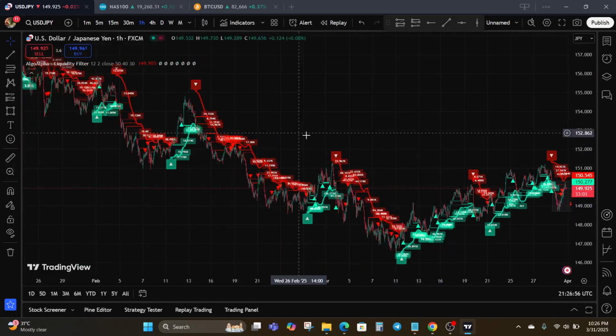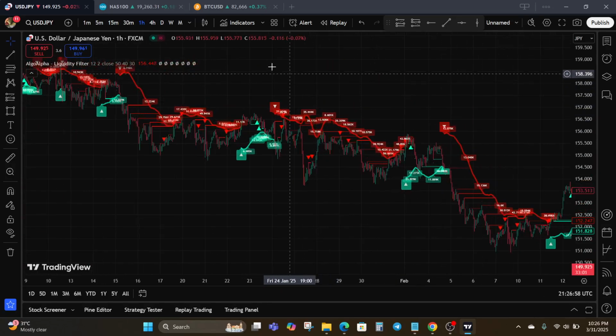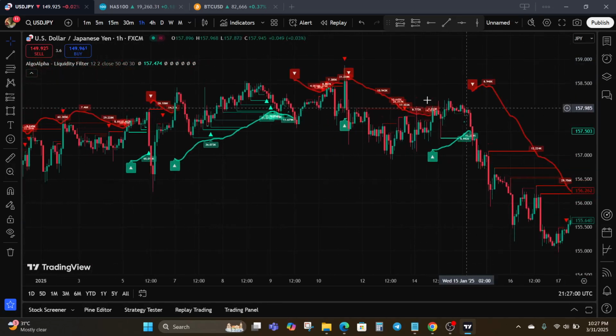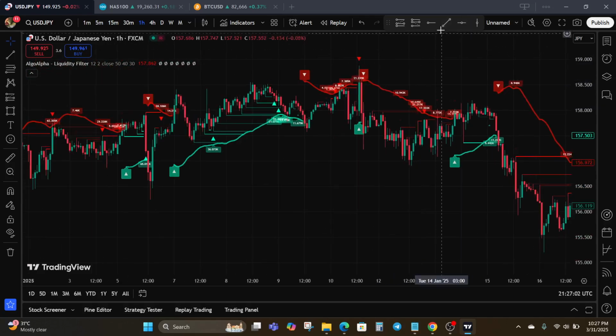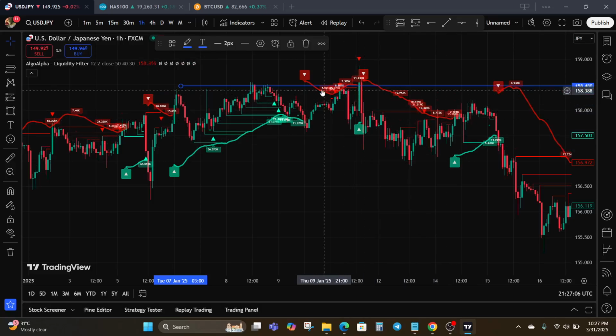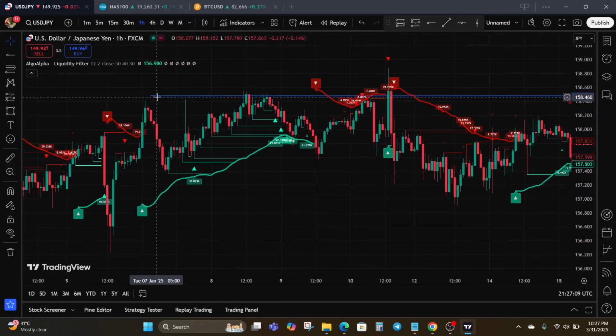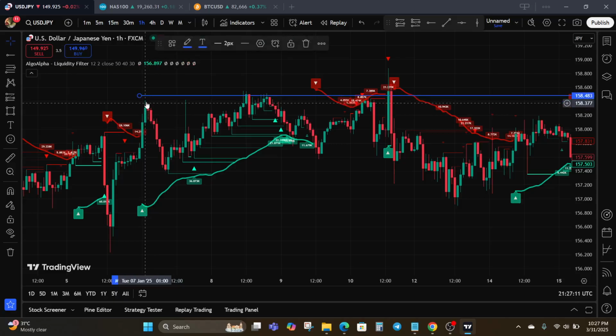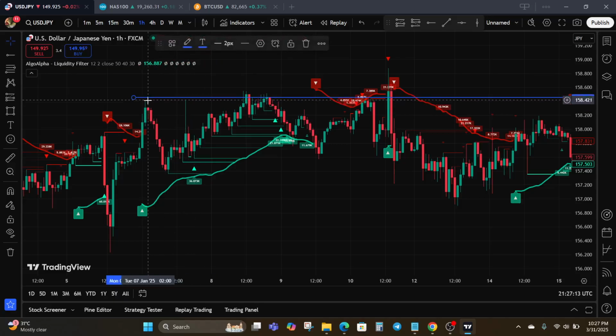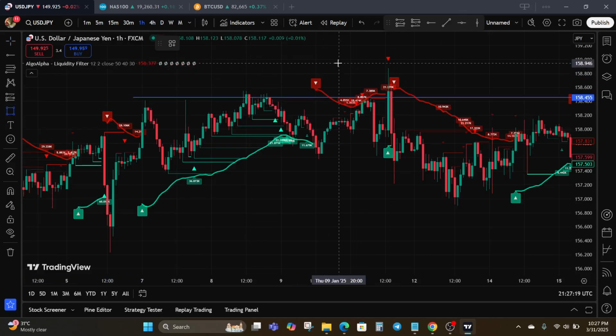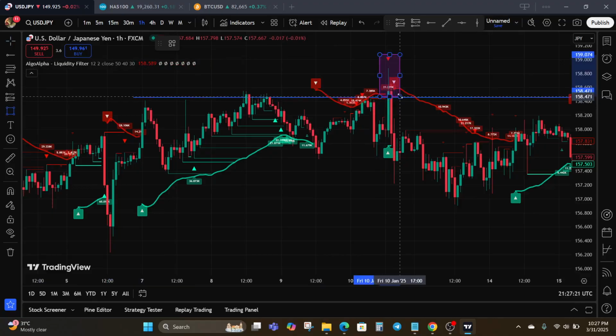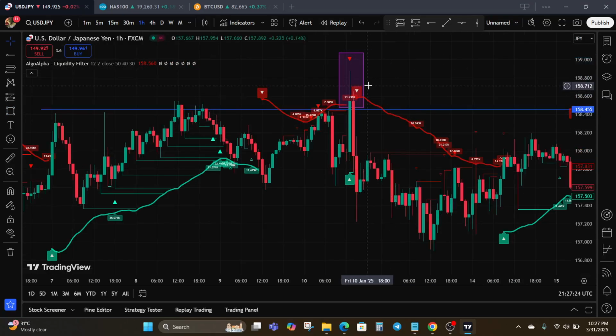Let's look for a good example. I want you to understand this concept properly. Okay, I hope we find a good one at least. All right, now we can see that we have a resistance zone around here. Price got rejected around here, and it got rejected here again, and again. Now, why did this happen? This could actually be a liquidity sweep.